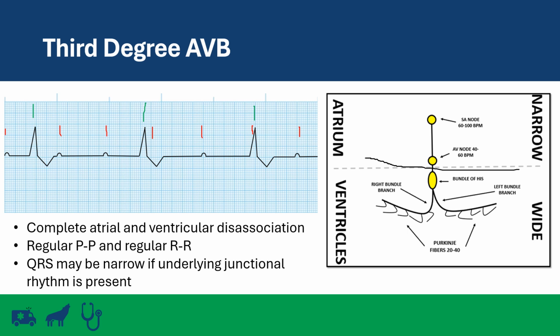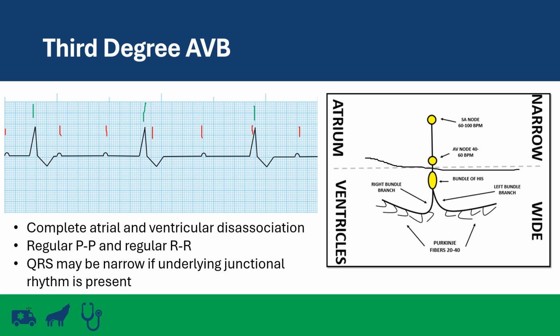We have regular P to P intervals, as you can see by the red lines, and we have regular R to R intervals, as you can see by the green lines. So our QRS complexes are regular at a rate of 30, with wide complex, consistent with an idioventricular rhythm. Now, an important thing to note with a third degree block is sometimes if the block or the damage to the wiring is high enough, you may have a junctional rhythm instead of an idioventricular rhythm. So you may have a third degree heart block with an underlying junctional rhythm.